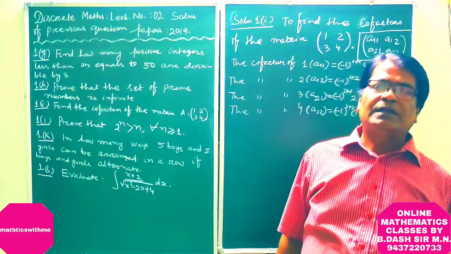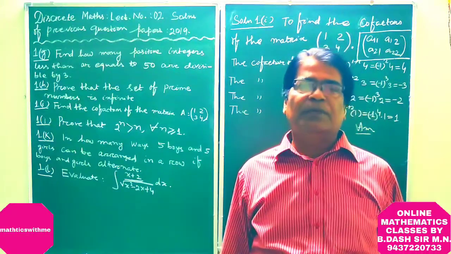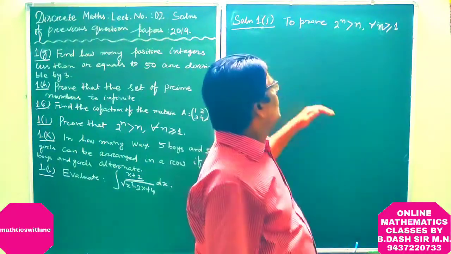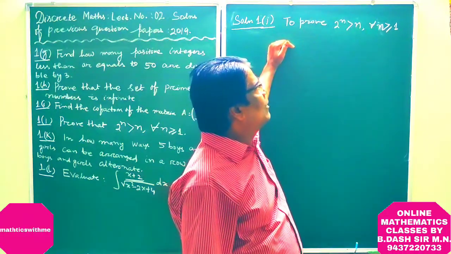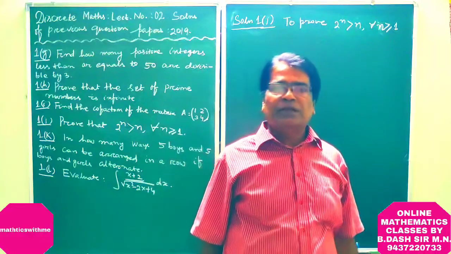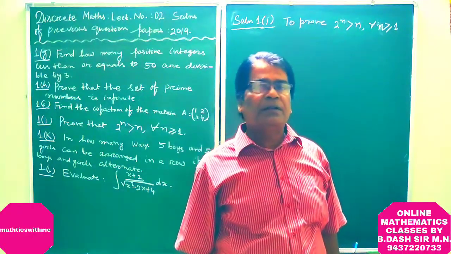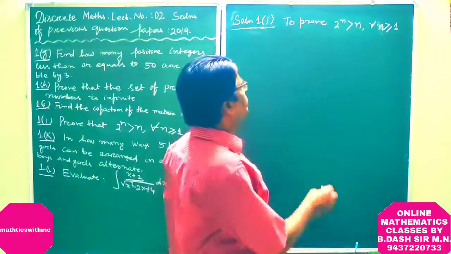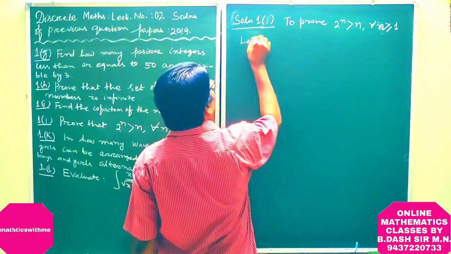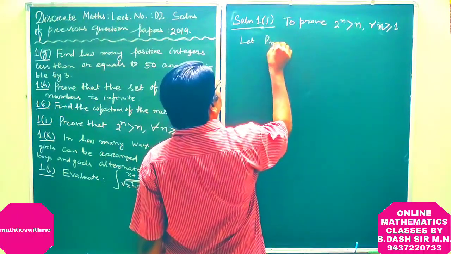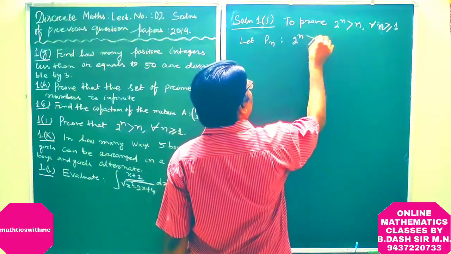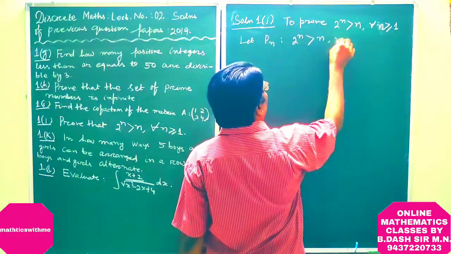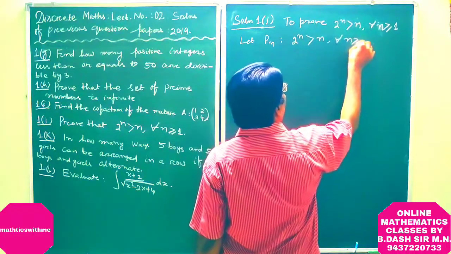Now let us proceed to solve the next problem. So here we have to prove 2 to the power n greater than n for n greater than or equal to 1. So let us prove it by the method of induction. Let Pn stand for 2 to the power n greater than n for all n greater than or equal to 1.